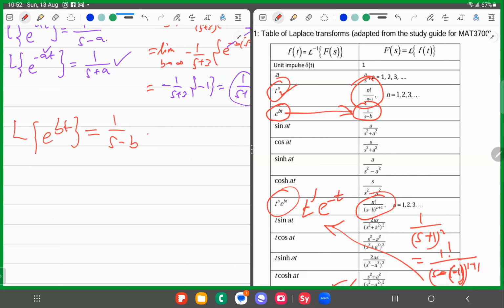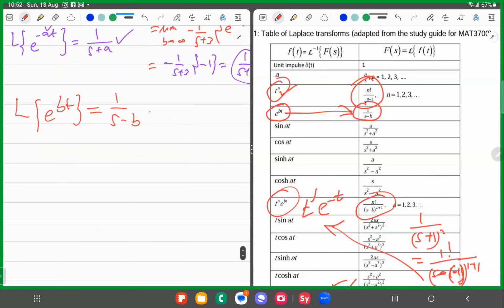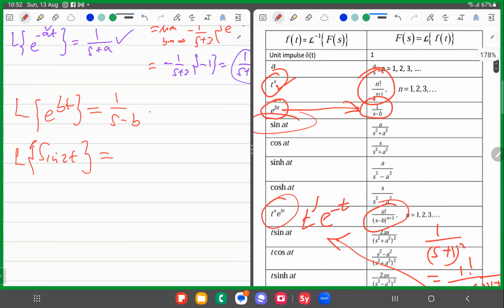So yeah, you didn't need to learn a lot of things. For example, let's use the table to practice because the table will always be there in the exam, but you still can do without it by using the formula I've just given. But what about if they give you the Laplace transform of sine 2t? Like we can do the Laplace transform of sine at. What is the Laplace transform of sine at?